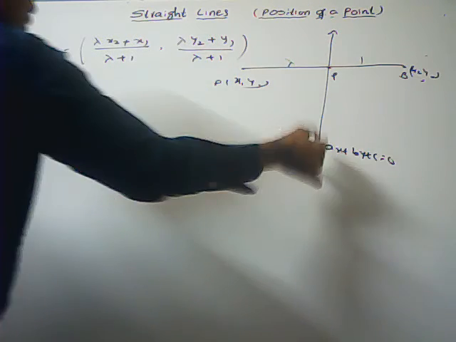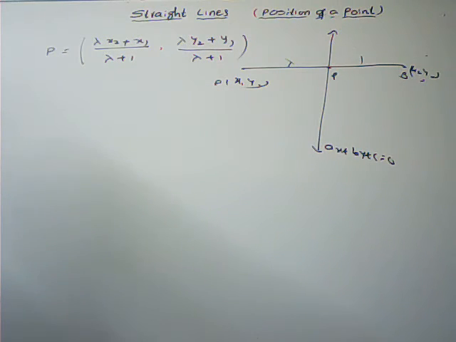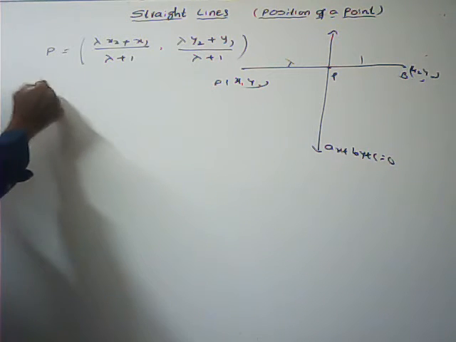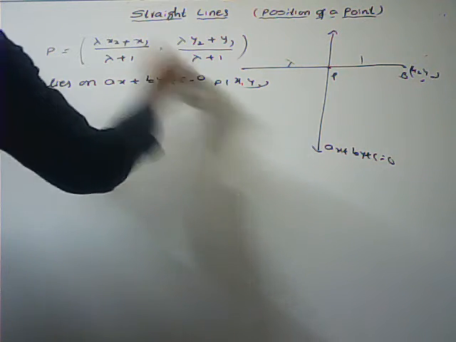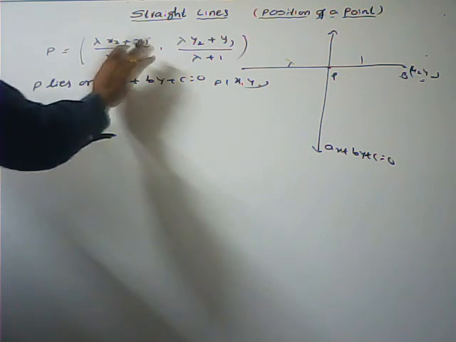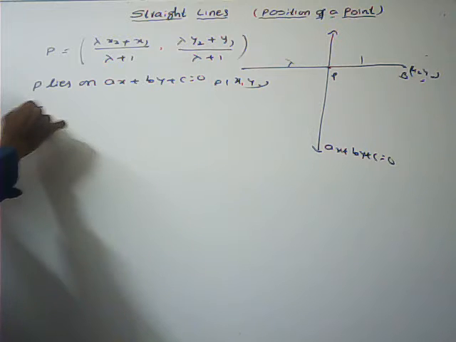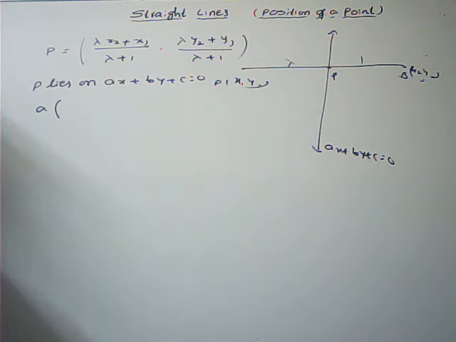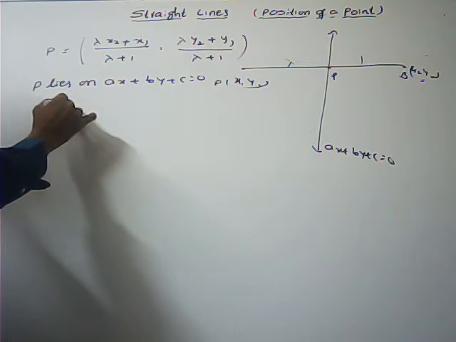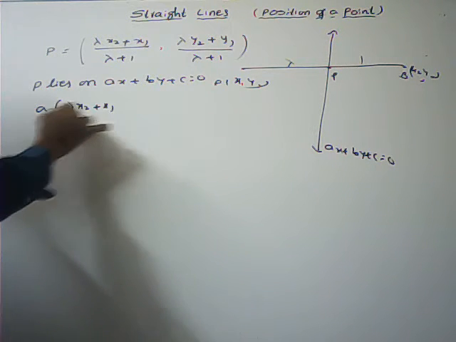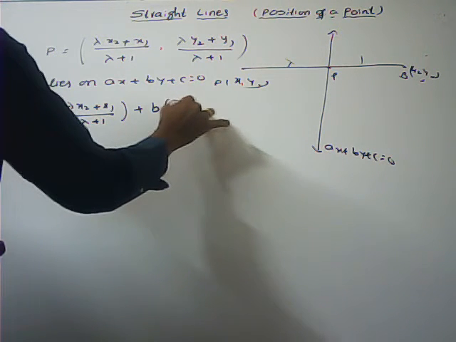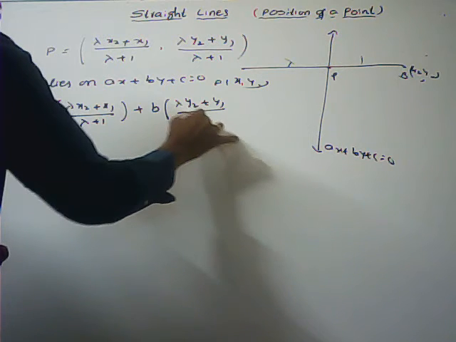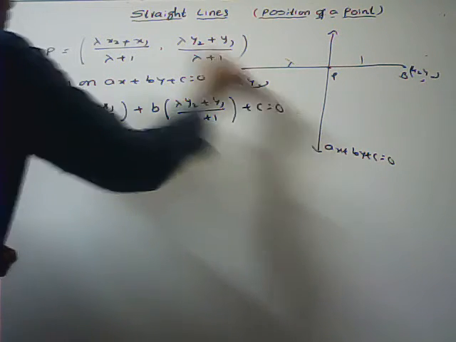That point lies on ax plus by plus c equals 0. Here P lies on ax plus by plus c equals 0, otherwise this line passes through that point. So it satisfies the line in the place of x comma y. If I substitute the two coordinates, the line is satisfied. In the place of x, you can substitute lambda x2 plus x1 by lambda plus 1, plus b into lambda y2 plus y1 by lambda plus 1, plus c, that is equal to 0.